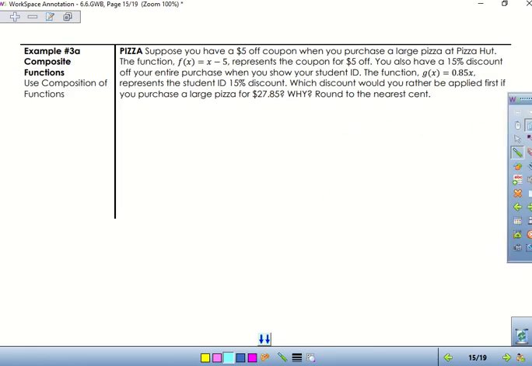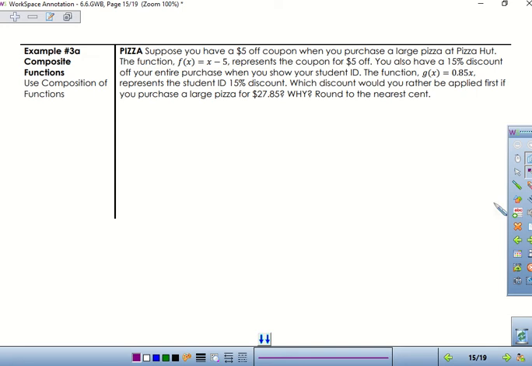Alright, so this one says, suppose you have a $5 off coupon for a large pizza at Pizza Hut. That would be represented by the function f of x equals x minus 5. So in the function f of x equals x minus 5, what does x represent? Good, the cost of the pizza, original cost, of course. And then you have a 15% off discount. So that function would be represented as g of x equals 0.85x.